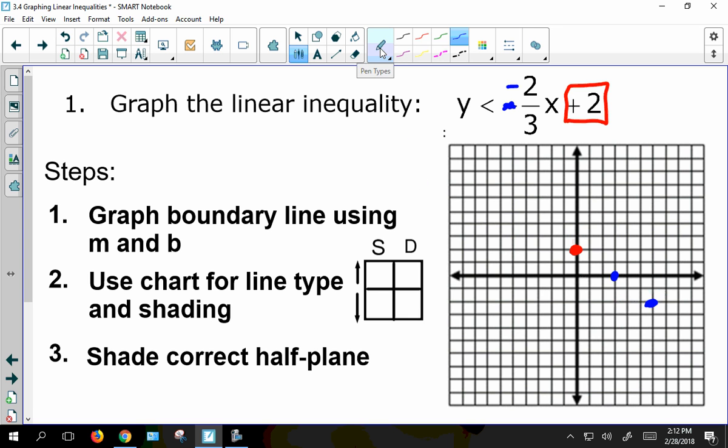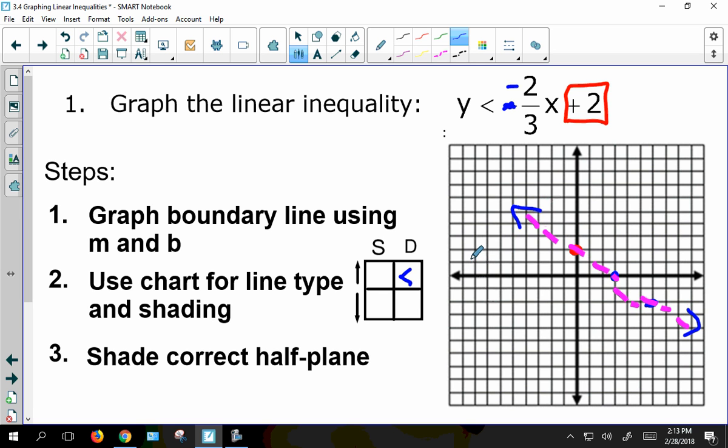Now, I'm going to connect my dots. I have to make a decision. Am I going to use a solid or a dotted line? Dotted, yes. Why am I going to use a dotted? Well, because it is a less than with no or equal to. So now I'm going to use a dotted line. Mine's crooked. I don't care. I know some teachers want you to use a straight edge. I don't care. Please make sure you put an arrow on that.